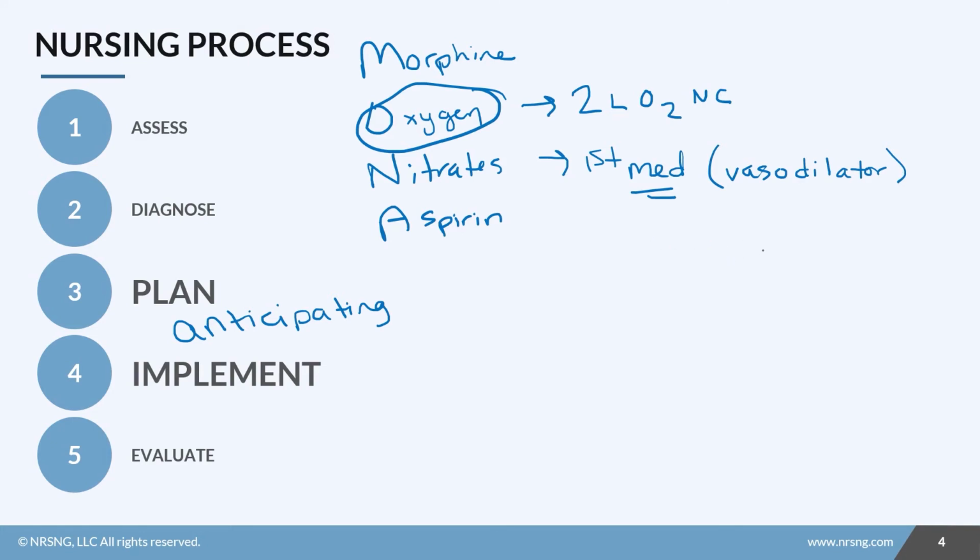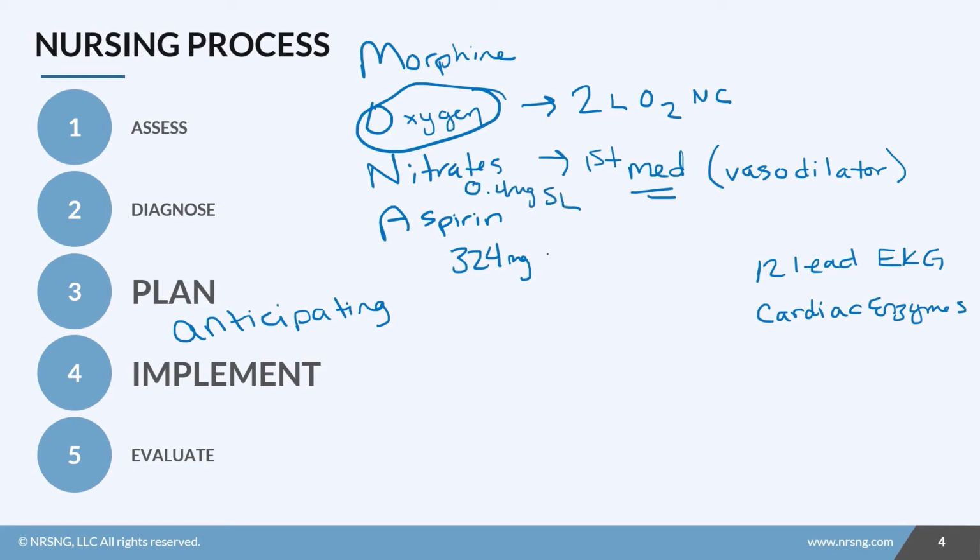We can expect the doctor to order a 12 lead EKG so we can see if there's a myocardial infarction going on. And we can also expect cardiac enzymes so that we can see if there's any damage to that heart muscle. So we'll get an order also for aspirin. We usually give 324. That's 4 baby aspirins. Then we'll also give this nitroglycerin. Again, this is 0.4 milligrams sublingual.